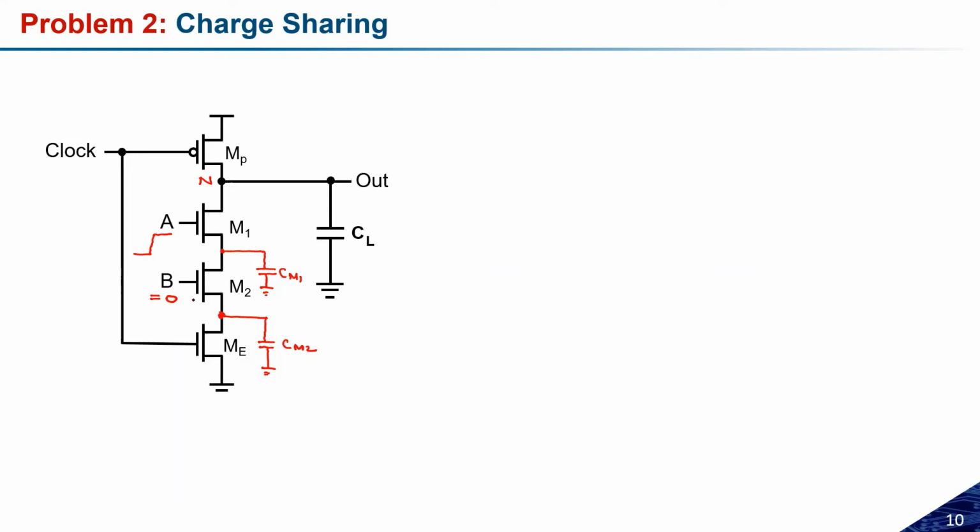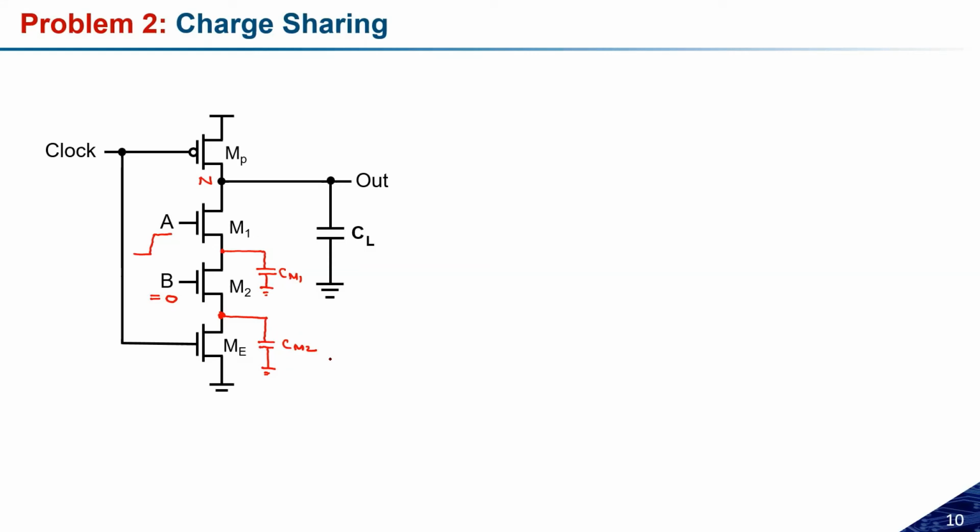Yeah, I think by mistake I told you M2 is on state, sorry. If B is equal to 0, in that case M2 is in off state. And ME is in the on state during the evaluation phase. Okay, so what will happen? Let us try to understand this one.